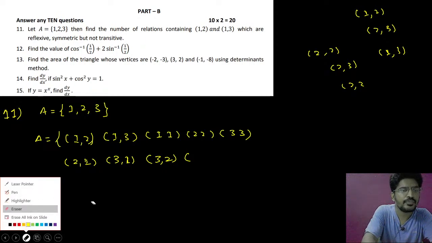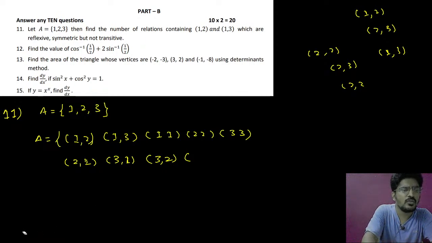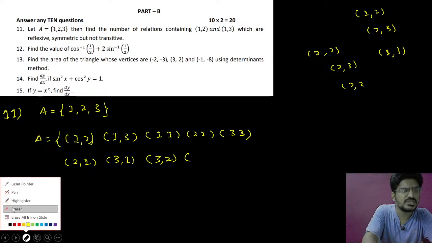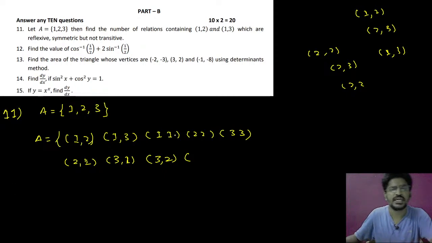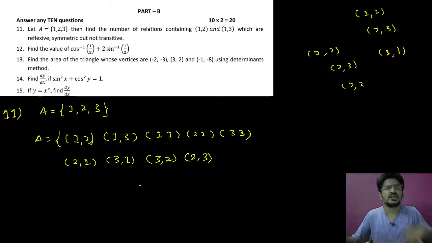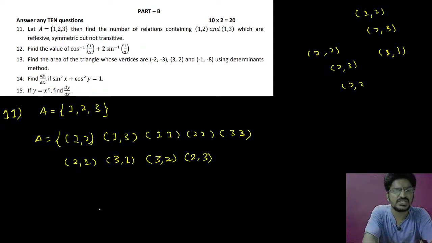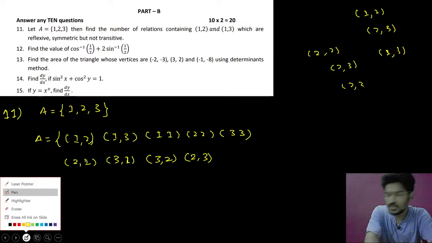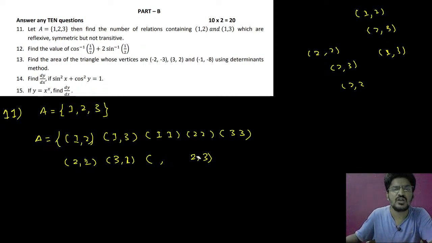Okay, I will add one more pair for this. If 3 comma 2 is present, 2 comma 3 must be present, then only it will be symmetric. Otherwise it is not going to be symmetric. So by saying non-transitive, we should give an example.